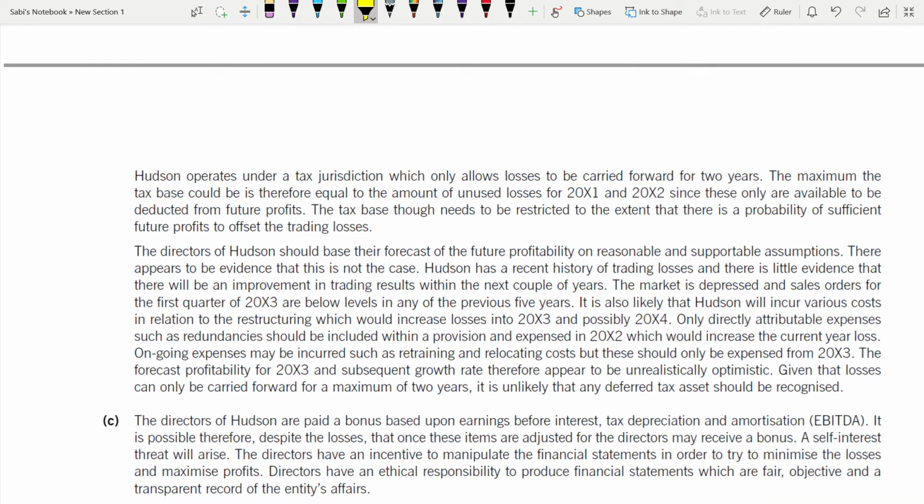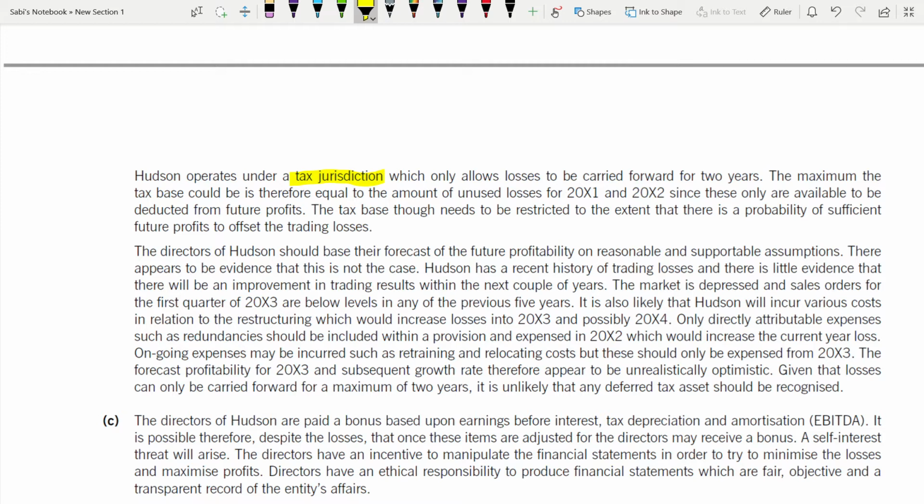Hassan operates under a tax jurisdiction which allows losses to be carried forward. So you have to say under which tax jurisdiction the company operates, because everything changes with the jurisdiction. Sometimes losses could be carried forward for 2 years, sometimes for 5 years, sometimes they can't be carried forward at all, so it depends. So mention the tax jurisdiction from the case study. Here they are saying losses can be carried forward for 2 years.